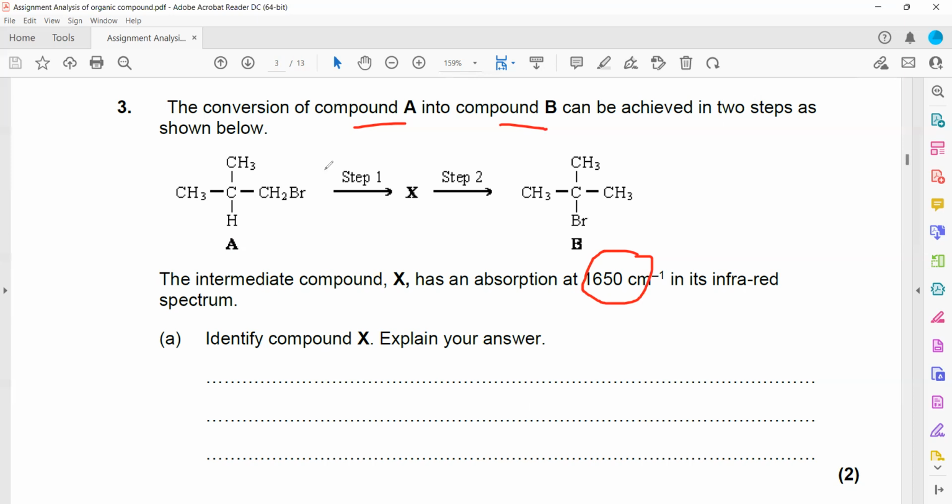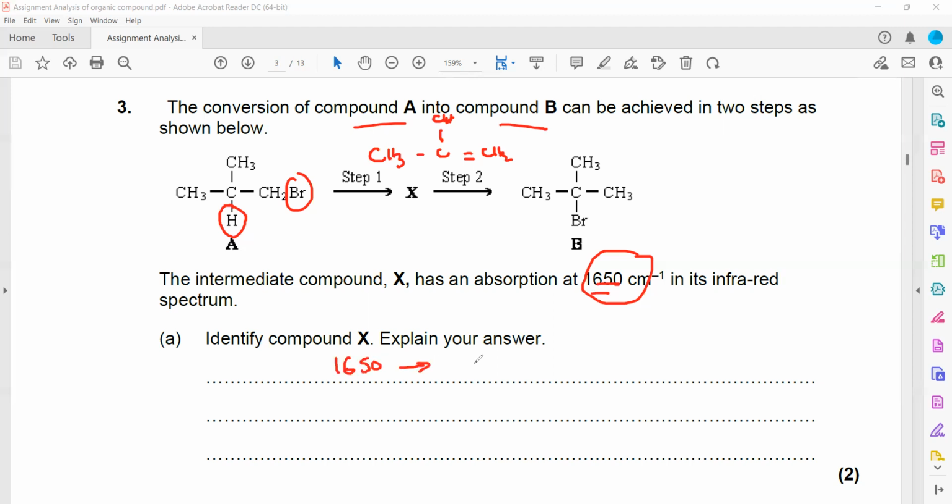First, there will be an elimination reaction. We remove hydrogen from here and bromine from here. As a result, it will form CH3, then a double bond, CH2, and hydrogen bromide is lost. So it is 2-methylpropene, or you can also say methylpropene. When you check the data booklet, the absorption is 1650.